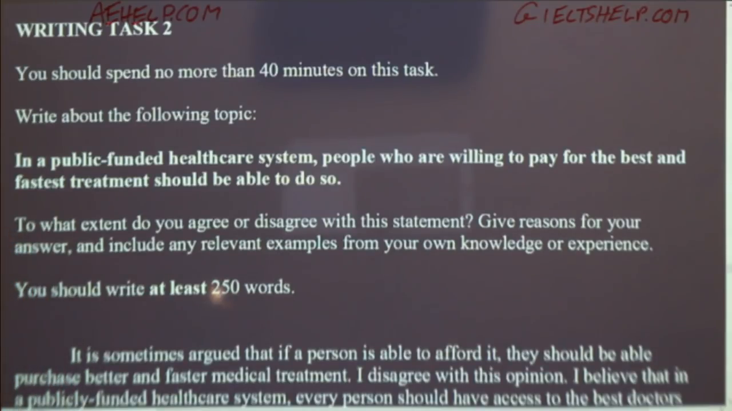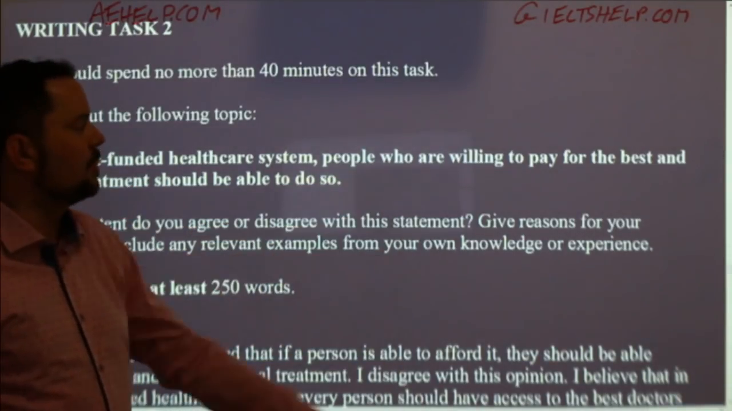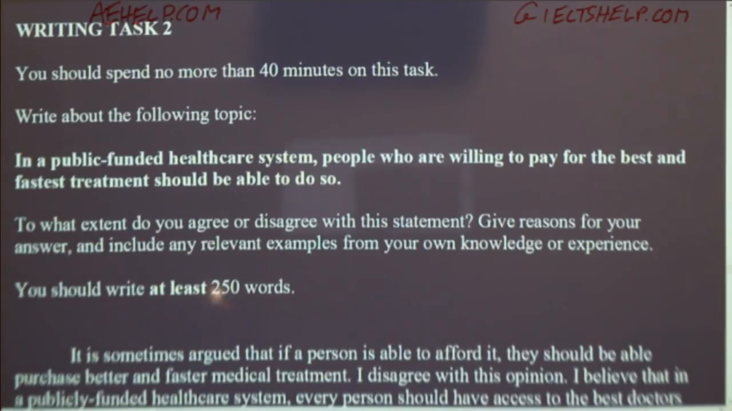You should spend no more than 40 minutes on this task. Write about the following topic. In a public-funded healthcare system, people who are willing to pay for the best and fastest treatment should be able to do so. To what extent do you agree or disagree with this statement? Give reasons for your answer and include any relevant examples from your own knowledge or experience. You should write at least 250 words.